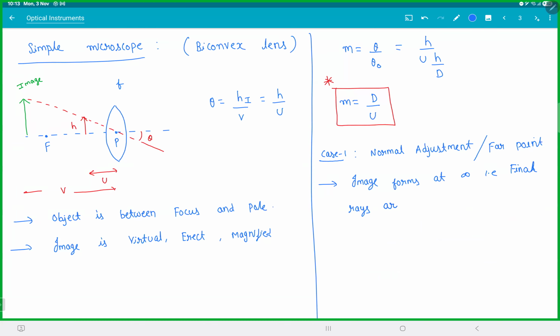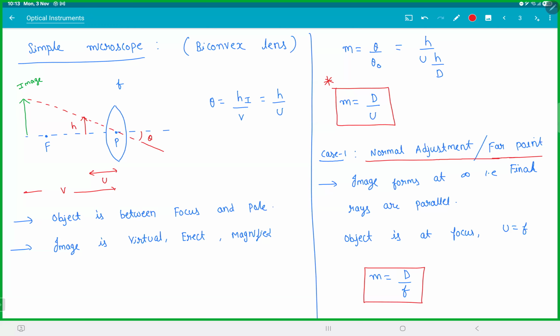So this is where you want to operate your microscope. Next time when you see any movie and all, observe this thing. The hero or the heroine will put something there and will try to keep adjusting the microscope. What you're trying to do is this. So if you want the final ray at infinity, object is at focus. So U will become F. So the magnification is D by F. There. That's your result.